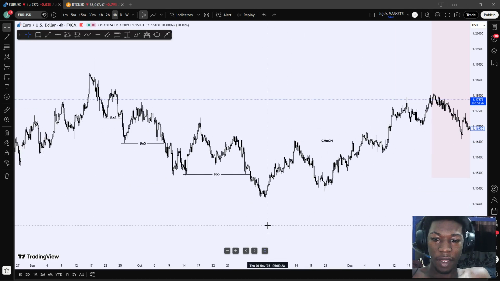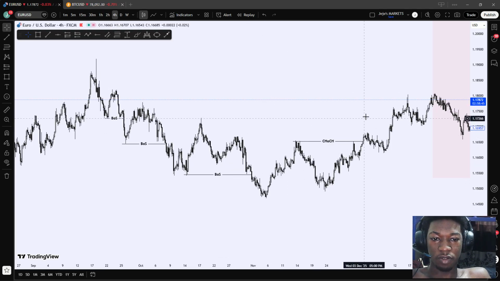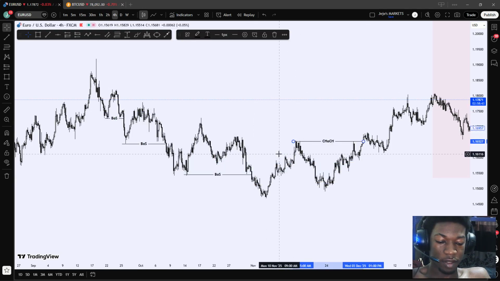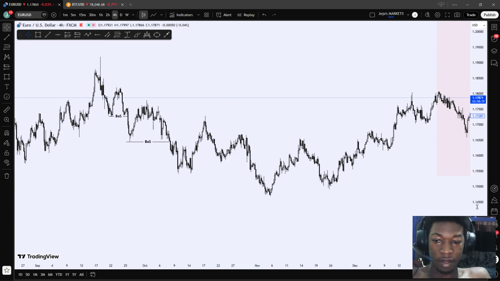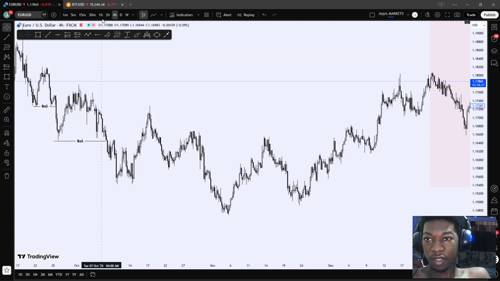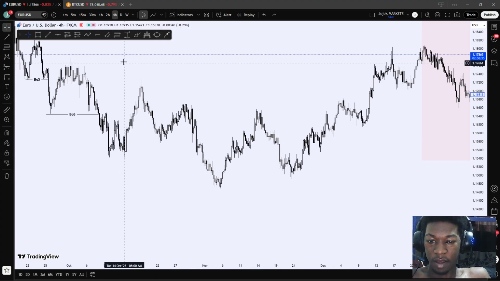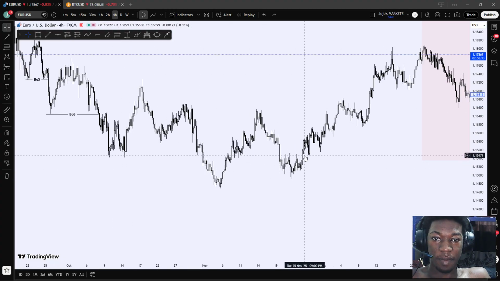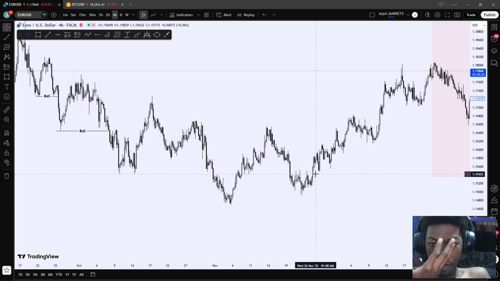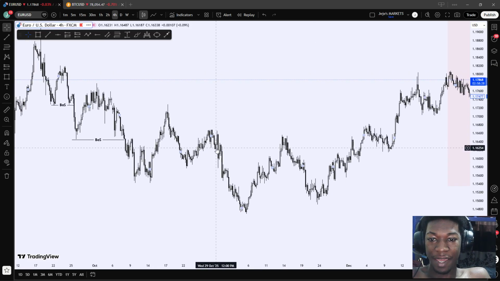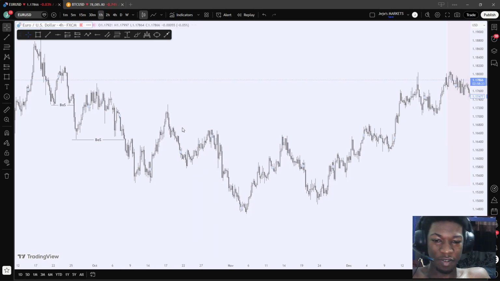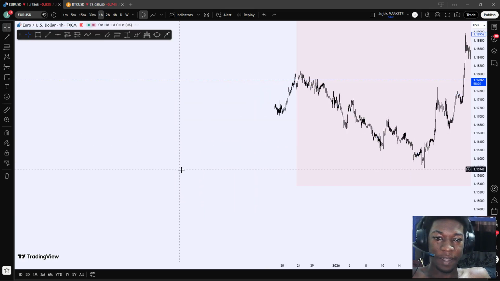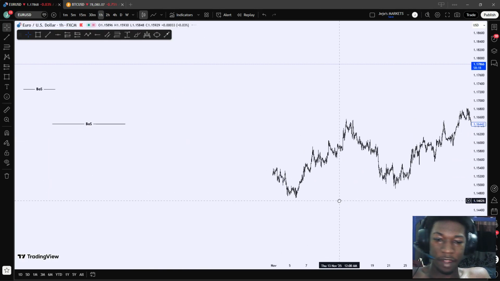So this is how I like to find my entries in trading. Let me first clear this. Like I say, mark your key levels. Right here, I want to mark the levels where the market reversed from. Those are the main key levels, because they show there is some kind of liquidity there, some smart money, some kind of control. Why did the market reverse there?